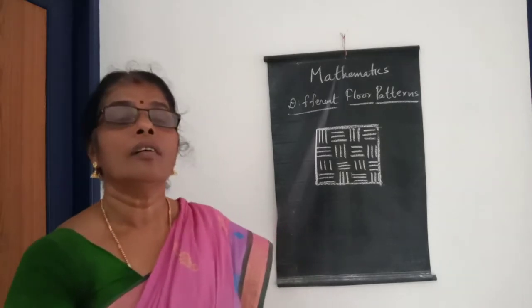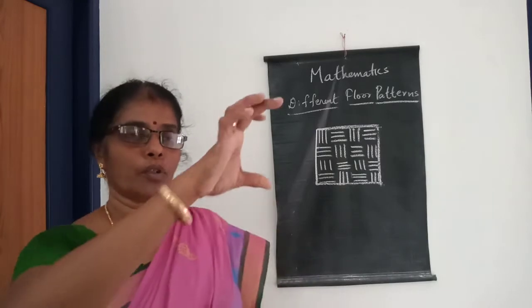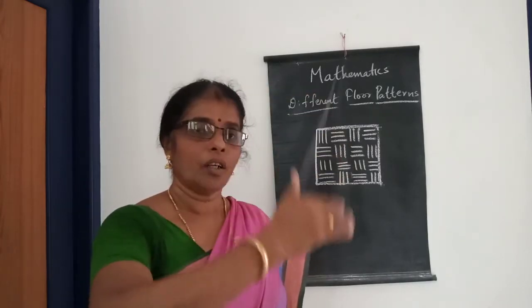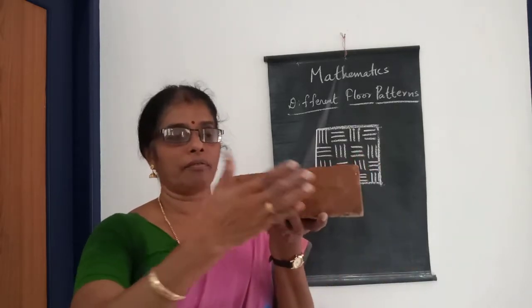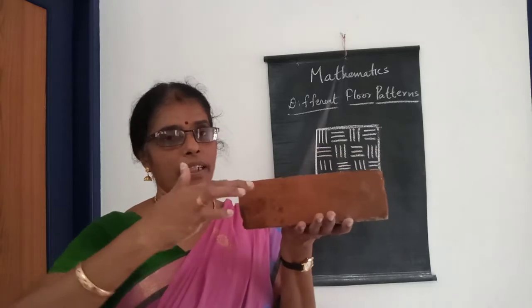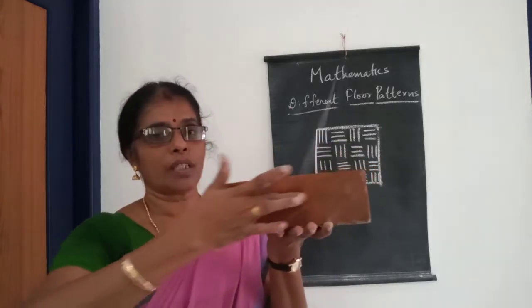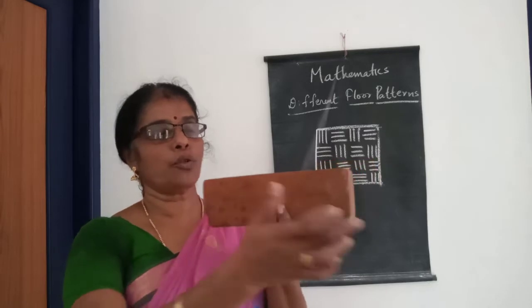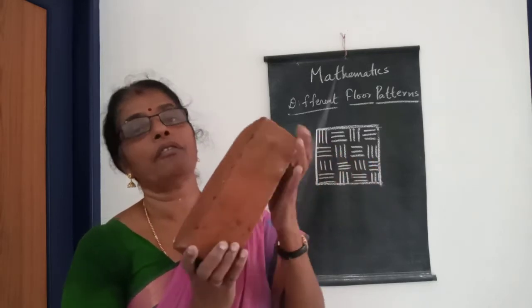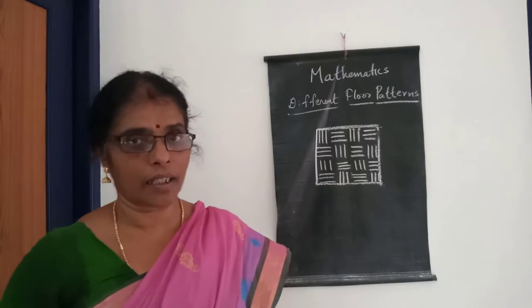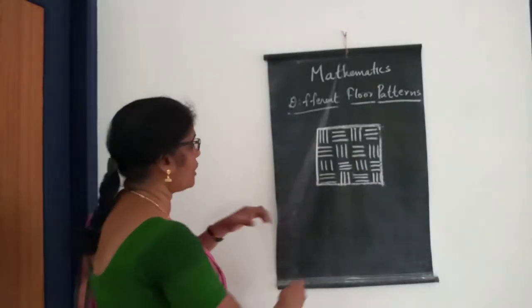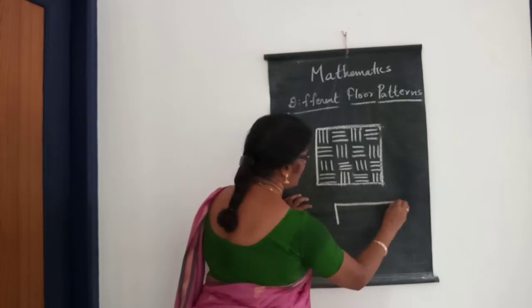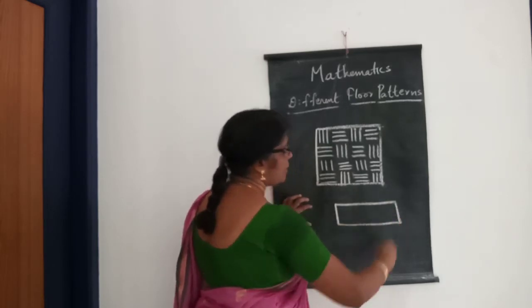If an object has both sides equal in shape, here this is a brick, and for this brick both sides are equal. These two sides are equal and these two sides are equal. Such an object we can call a rectangle. That shape we can call rectangular shape. So if both sides are equal, then that is rectangular shape. Yes, this one is the rectangle.